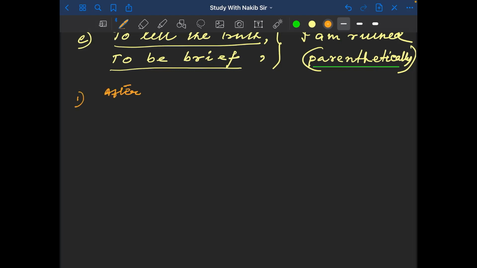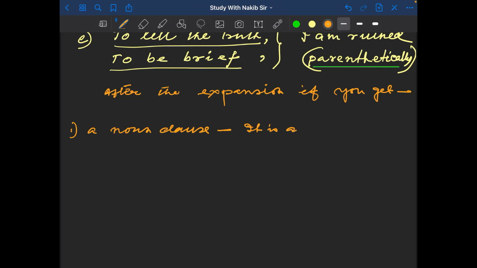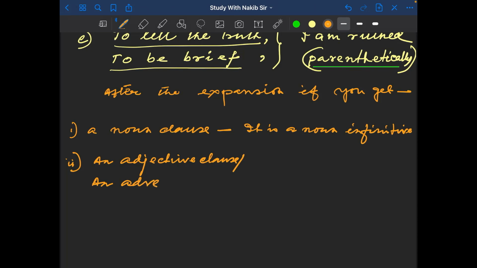That means, after the expansion, if you get a noun clause, then it is a noun infinitive. And after the expansion, if you get an adjective clause or an adverb clause, then it is a gerundial infinitive.